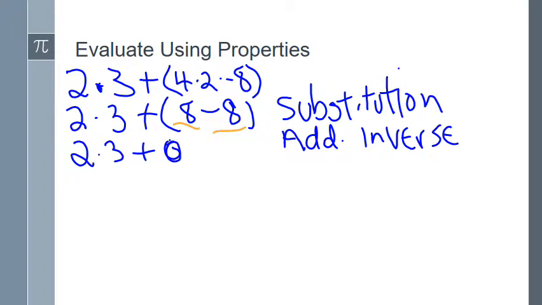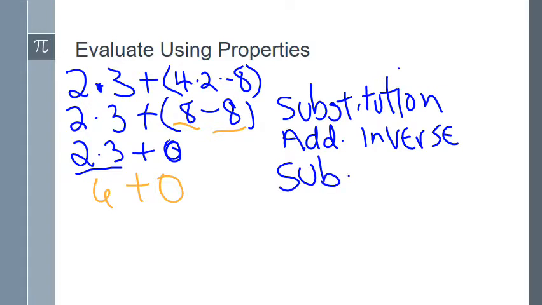All right, so we can finish this up right now. Let's see, let me get back to the blue color. And so 2 times 3 is 6. Okay, well, that'll work. 6 plus 0. So here on the 2 times 3, the property that we used there is the substitution property.